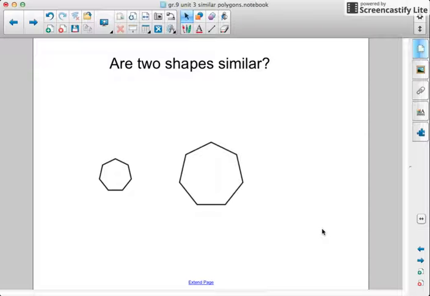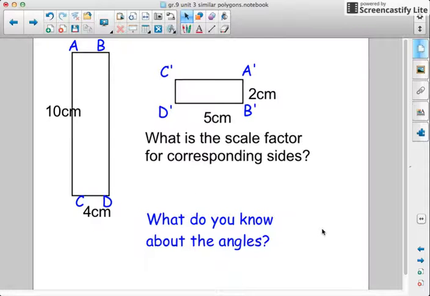We're going to go over how to find out if two shapes are similar. So if you are given two shapes, you need to maybe find out if they're similar or not. If we look at these two rectangles and match up corresponding sides, we're going to check to see if the scale factor on the length and width would be the same on these two rectangles.